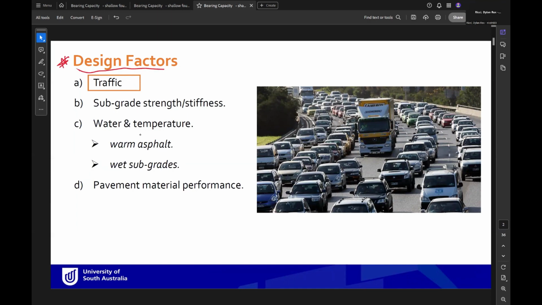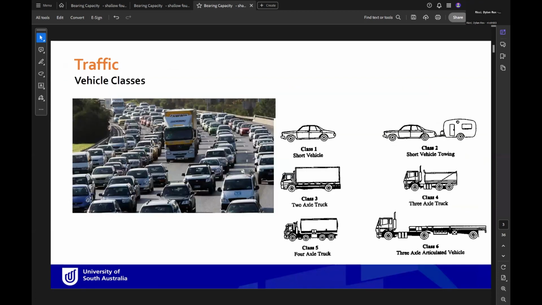The first aspect, or the first parameter we have today, is traffic, and then we have the subgrade strength or stiffness. The two will be focused on the course. And we have also water and temperature, like warm asphalt and wet subgrades. And there is another parameter, which is pavement material performance. So let's focus now on the traffic.